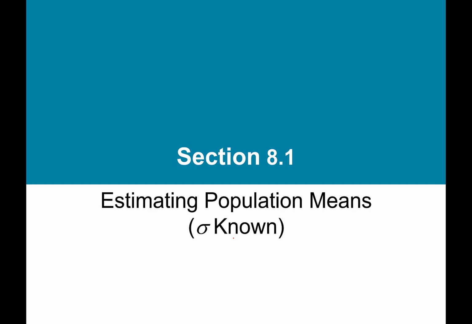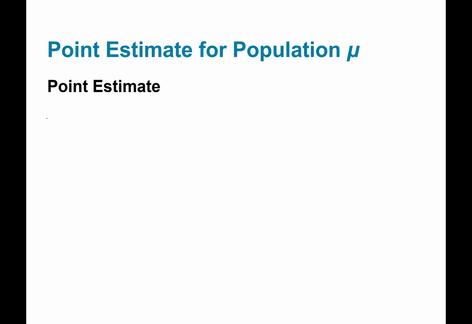Today we're going to talk about section 8.1, which is estimating population means whenever we know sigma. Everything we're going to do in this section, we are going to assume that we know our population standard deviation sigma. So we will always assume we know sigma. There are two different types of estimates that we can find for our population mean mu.